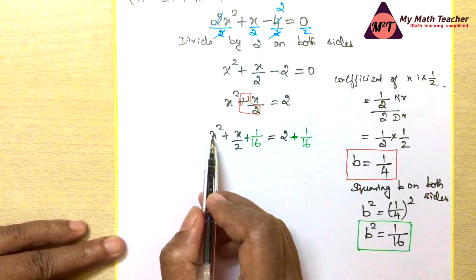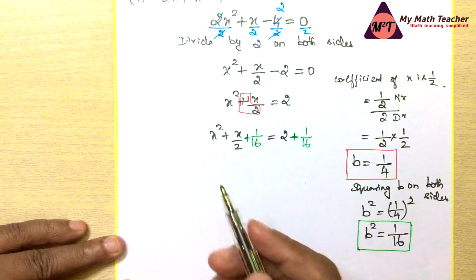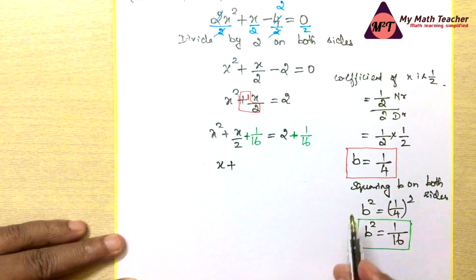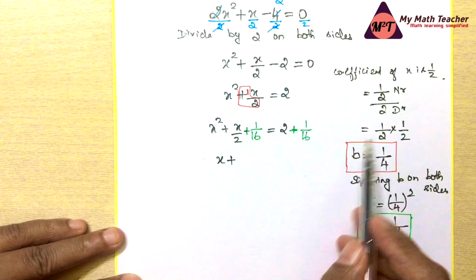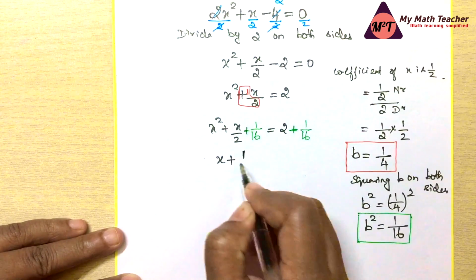So it is, a is always your variable. If it is x, you have to write x. If it is y, you have to write y. That is a. Okay. Plus. Now what is b? B is the value which you get after dividing by half. Okay, that is 1 by 4.